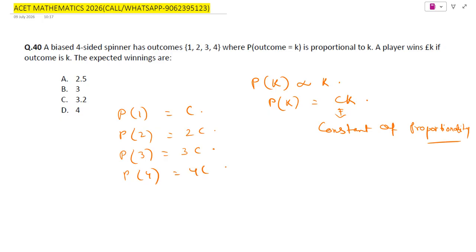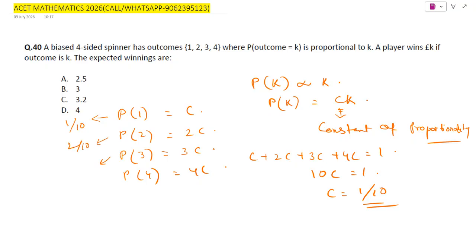now remember the most important rule in probability. The sum of all probabilities is always equal to 1. So we can say, now add them. Now substitute the value. So this is basically 1 by 10. This is 2 by 10. This is 3 by 10. And this is 4 by 10.